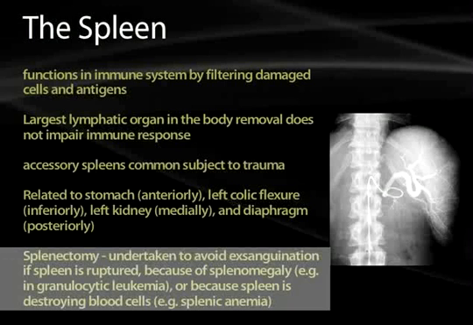The destruction of the spleen will oftentimes cause splenic anemia, where either granulocytic leukemia or some other structure is destroying blood cells faster than the spleen can recycle them.